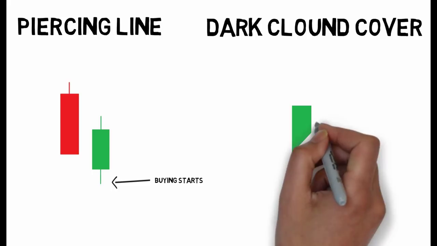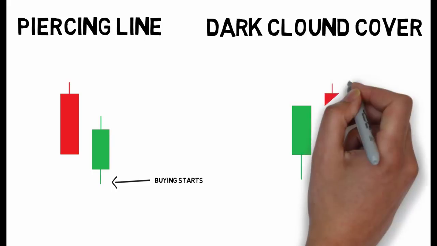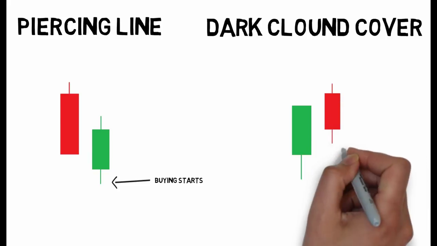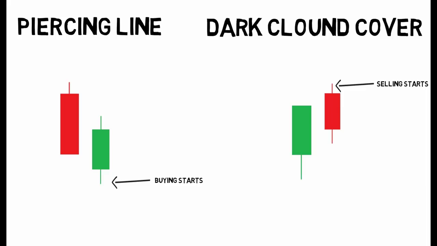The reverse, of course, is true for the bearish dark cloud cover. You have a bullish candle followed by a bearish candle that opens above the previous candle's high and then sells off to close below the low of the previous candle, confirming that the bears are now in control.